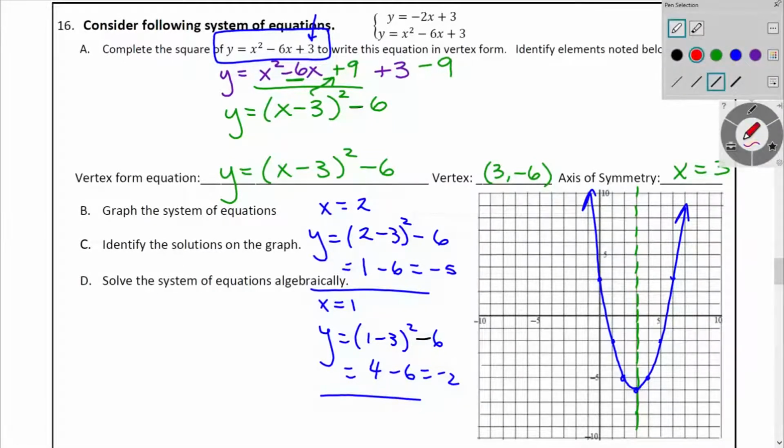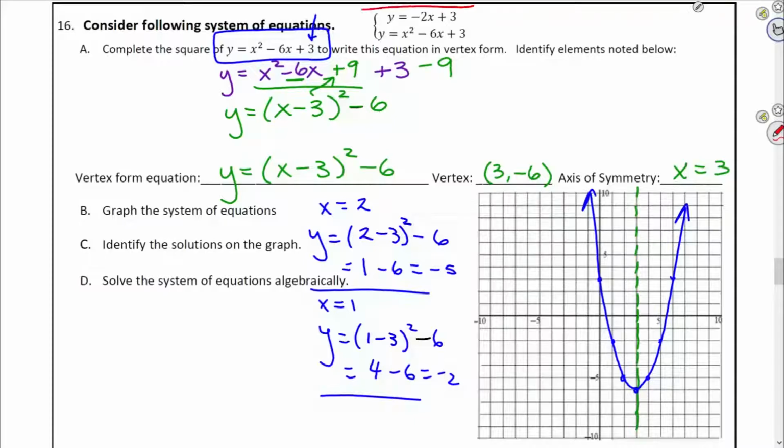Okay, now that's the parabola. I've not used red yet, so let's use red. Let's graph this equation right here. This is in y equals mx plus b format, and the y-intercept is this number right here, 3. This is the y-intercept, which means this is one of my solutions. Okay, do I have any others?